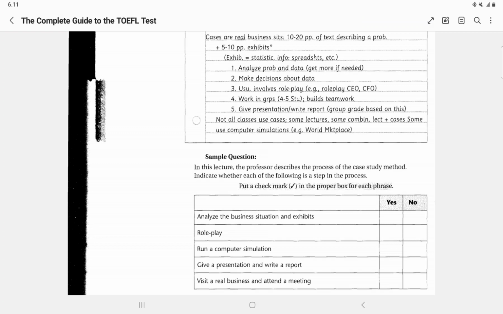Professor, is this the only way we'll be studying business, by using cases? Oh no, it's just one important way. Some classes are lecture classes, and some are a combination of lectures and case studies, and in some classes you'll also use computer simulations. We have this software called World Marketplace, and using this program, your group starts up your own global corporation and tries to make a profit. It's actually a lot of fun.